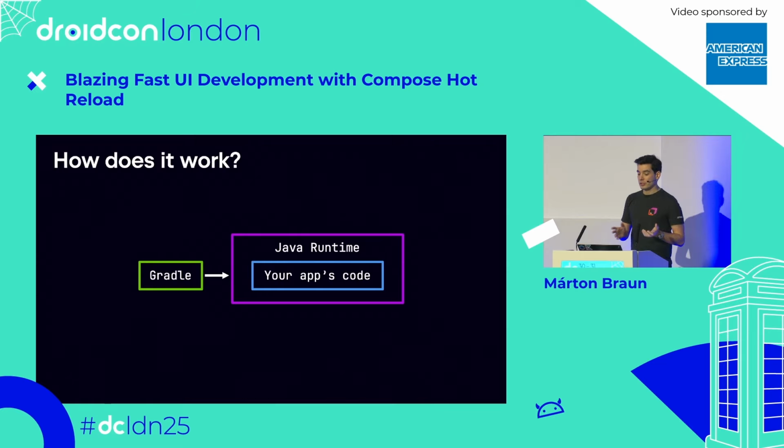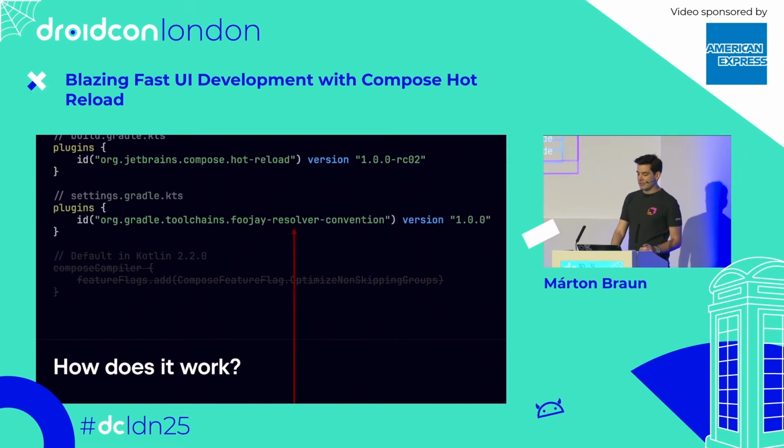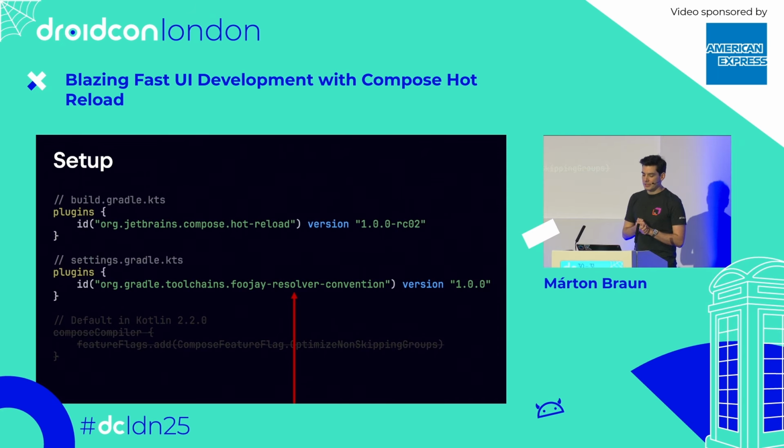So how does it work? Normally, when you have your build tool, say Gradle, launch your application, it will start the Java runtime and load your application's code into it. We are talking, again, about the desktop JVM app here. The first thing that we do to make hot reload work is that we make sure that the runtime that you're using is the JetBrains runtime. This is our own fork of OpenJDK, and it just so happens to have a feature that we'll need later.